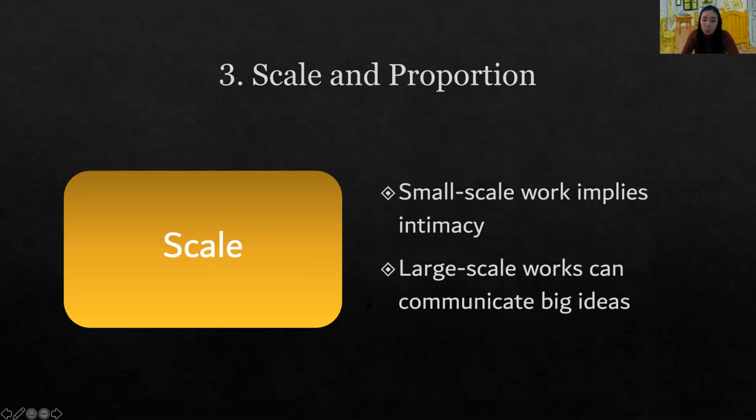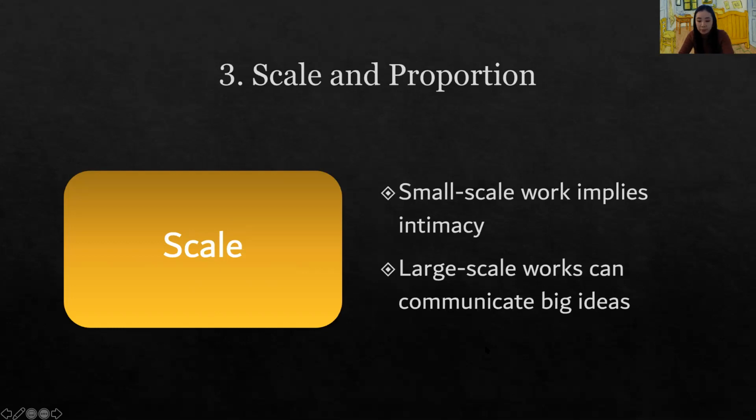And the scale of a work of art communicates ideas. Small scale pieces force viewers to come close to experience the artwork. A small scale work implies intimacy. And large scale can be experienced by groups of viewers and usually communicates big ideas directed at a large audience.